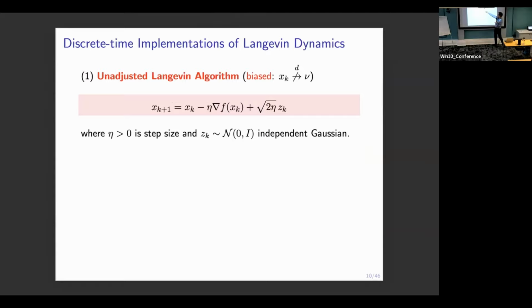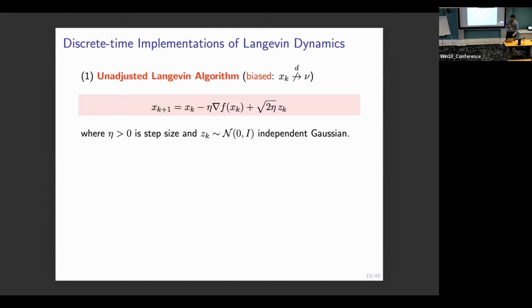We maintain an iterate xk, which is a random variable. And then we take a step along the negative gradient of f. This is the score function with some positive step size eta. And then we add an independent Gaussian noise with a correct covariance. And we can see that as eta goes to 0, this recovers the gradient flow for this score function, and this recovers the Brownian motion. So this is consistent in the limit as eta goes to 0.